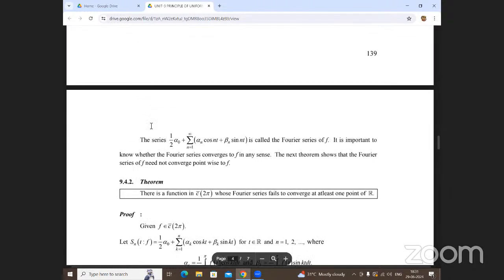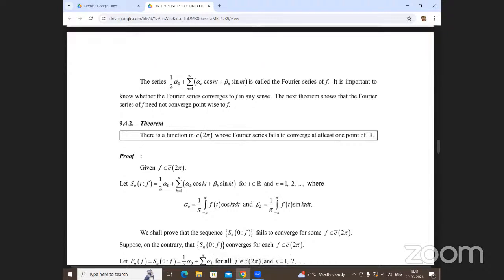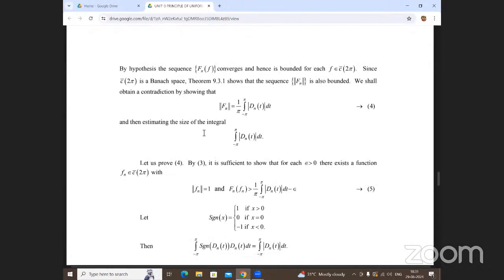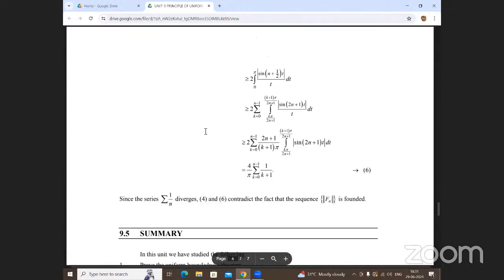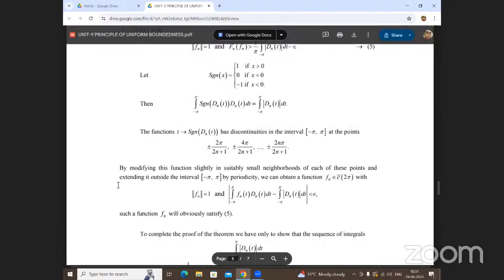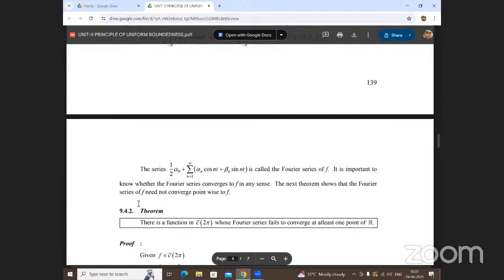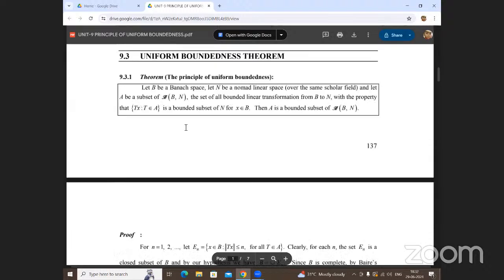This application is not necessary here. 9.4.2 is also given in the short answer questions. Please see and hear. Due to time, because this is only 1 minute more, the time is already over, so don't misunderstand here. This problem is also given for 10 marks or short answer. Sometimes that is also given through the Fourier series, 9.4.2. Now this theorem is the uniform boundedness theorem. Please see and refer here.